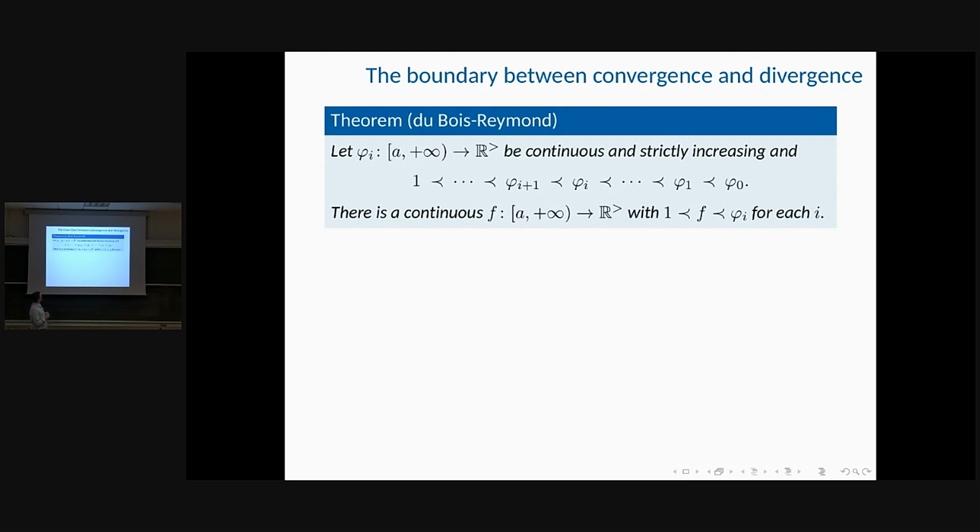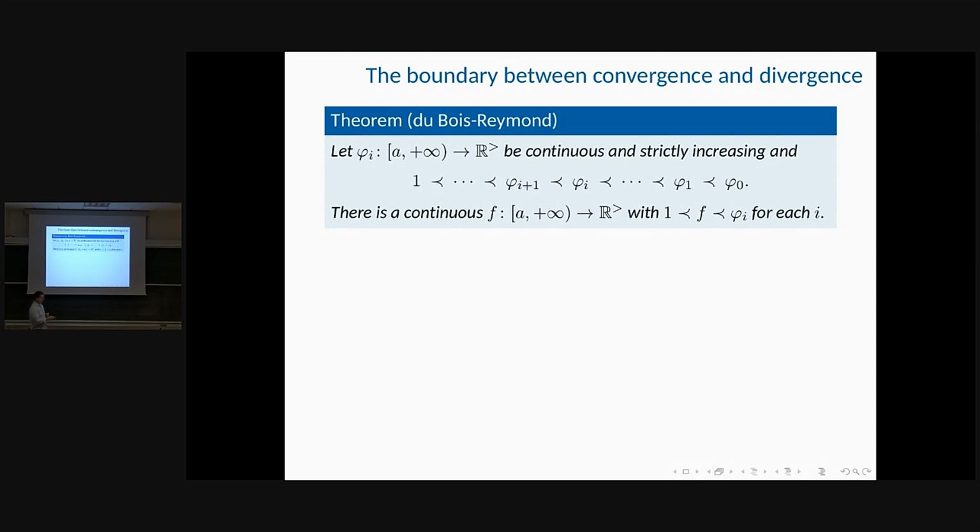So he showed that if you have continuous functions, strictly increasing, so there's a whole sequence of them, which are decreasing in the sense of this dominance relation. So phi0 dominates phi1, etc. And they're all dominating 1, but that simply means they go off to infinity. Okay. Then you can find another continuous function also going off to infinity, positive, which grows slower than each one of these phi sub i's.